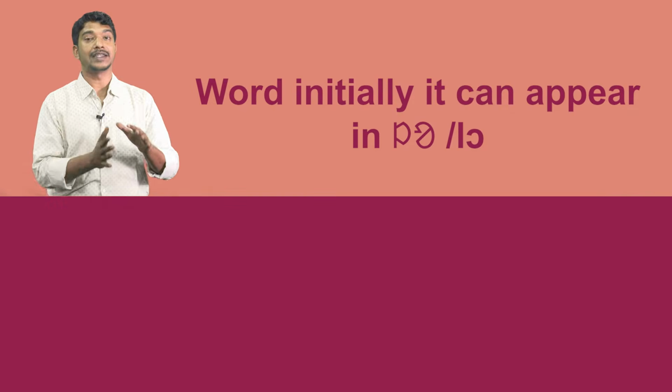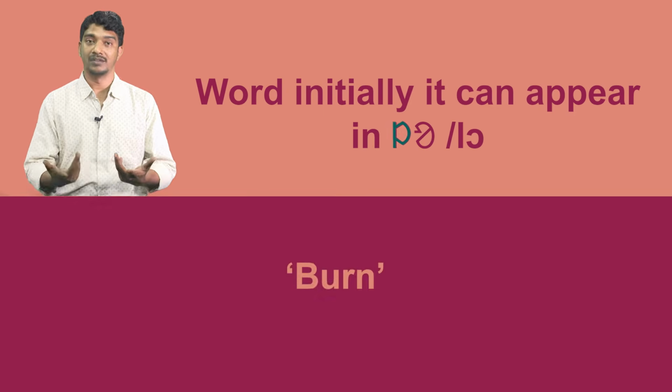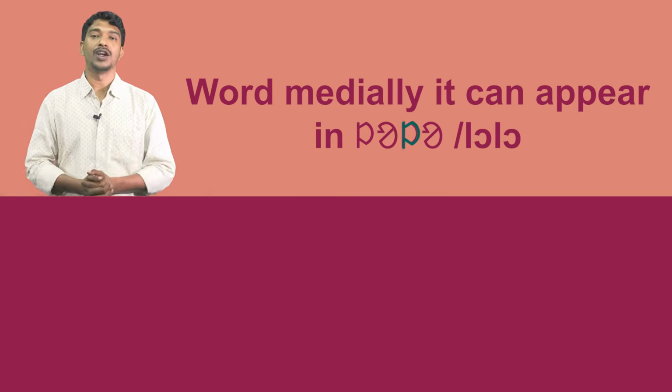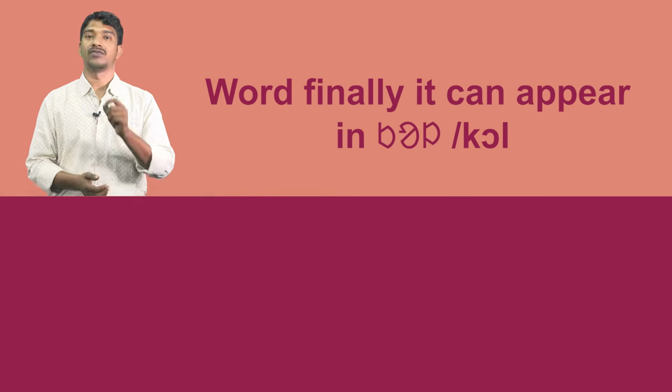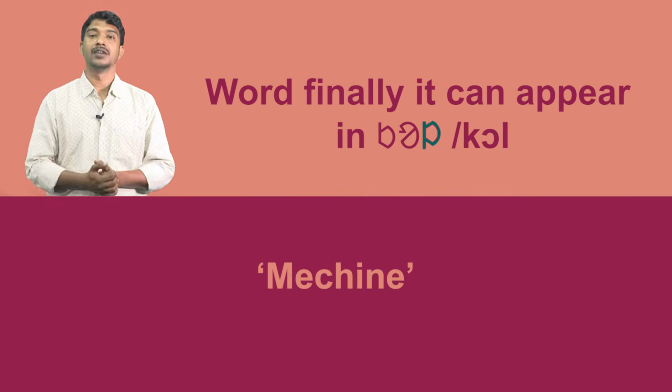This letter occurs in all positions, as initially, medially, and finally, from the viewpoint of orthography. The examples are as follows. Word initially, it can appear in lol, means to burn. Word medially, it can appear in lolo, means hot. Word finally, it can appear in kol, means machine.